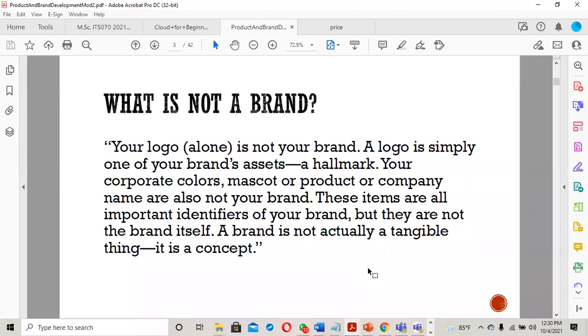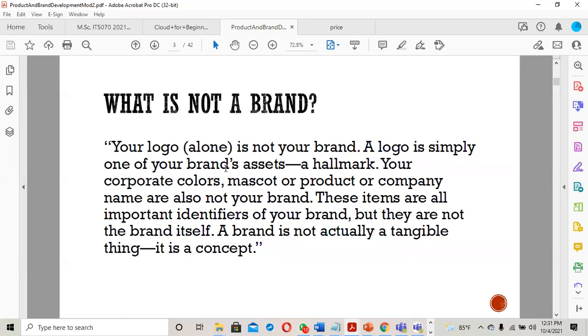So what is not a brand? Before talking about what is a brand, let's look at what is not a brand. There are certain identities, characteristics that can differentiate one brand from another, like the logo. The logo will differentiate one brand from another, but the logo is not the brand itself. Or the corporate colors, they are not the brand itself. The mascot or product or company name, they are not the brand itself.